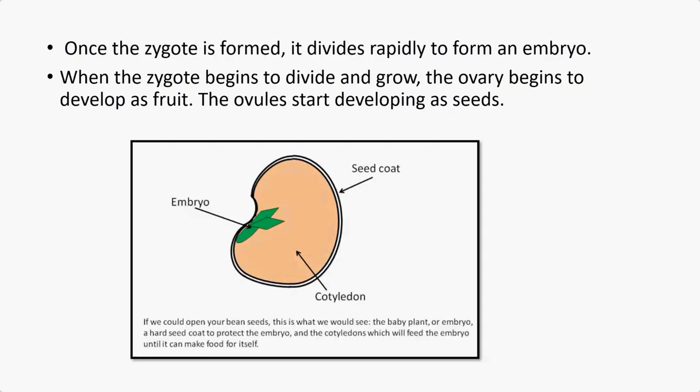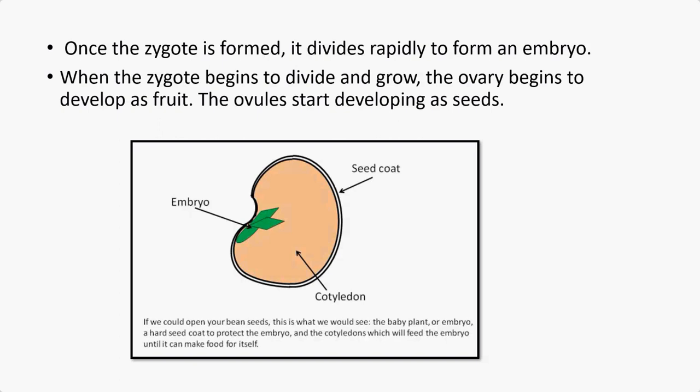Okay, now the next point, once the zygote is formed, it divides rapidly to form an embryo. When the zygote begins to divide and grow, the ovary begins to develop a fruit. So once the zygote is formed, children, when the zygote slowly starts to divide, simultaneously ovary also develops into a fruit and the ovules start developing as seeds. Understood?